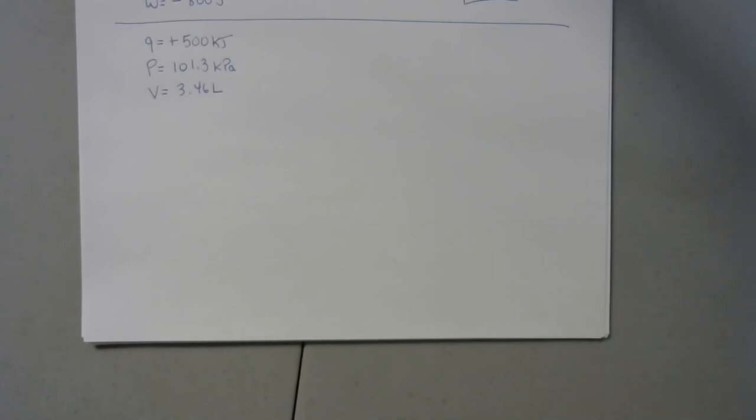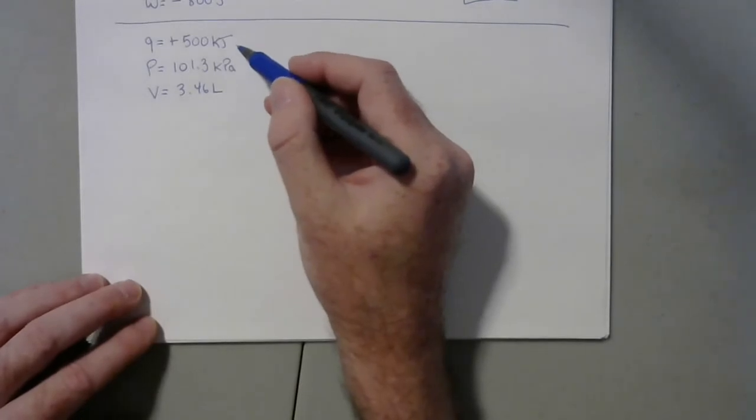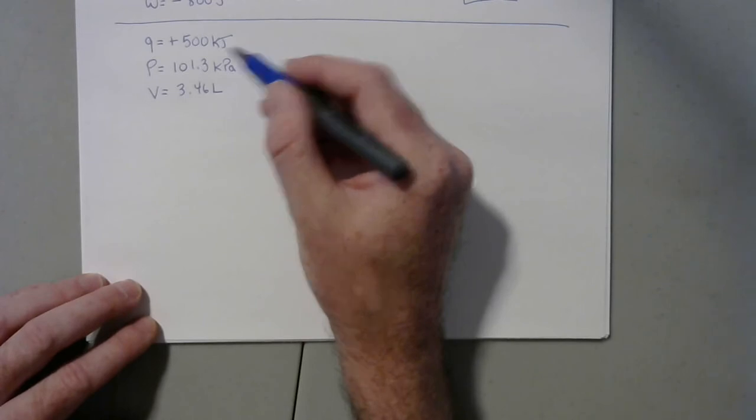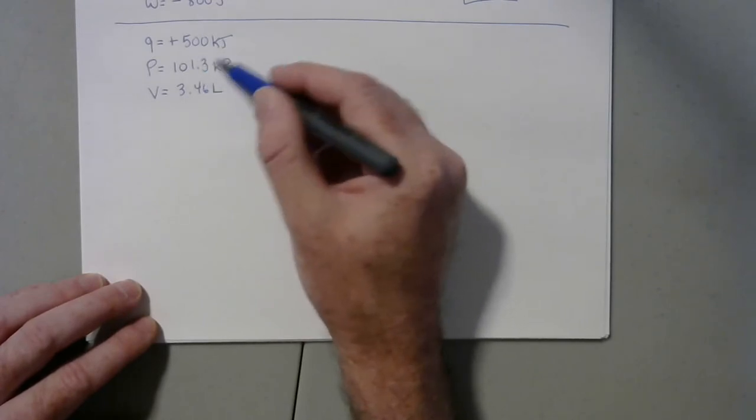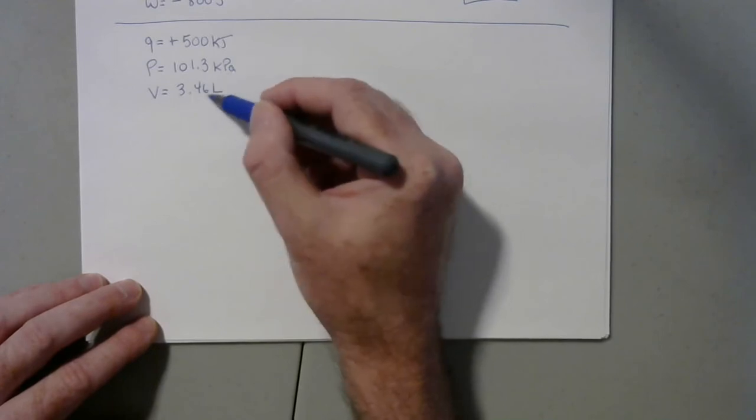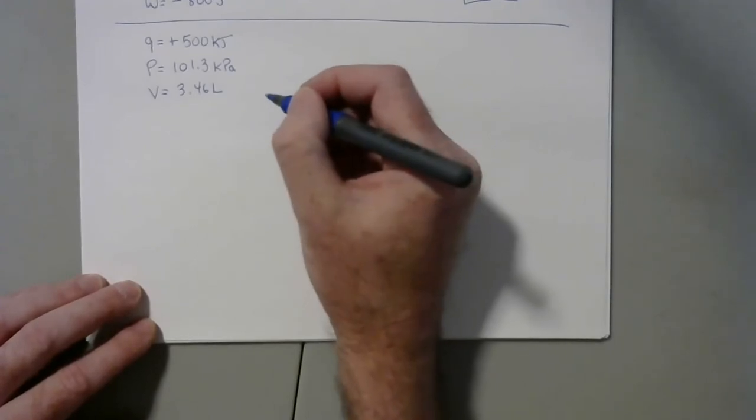All right, let's take a look at this particular problem. Now, what we can see is we copied things over. We got 500 joules of heat being absorbed by the system, so it's positive. 101.3 kilopascals. We're going to have to do something with that unit to make it work out. And then 3.46 liters. We're going to need to do something with that as well.